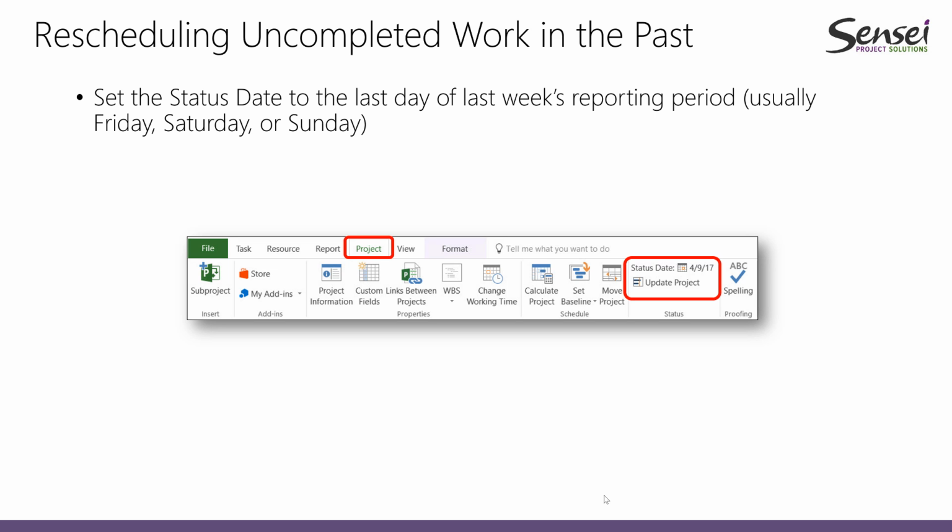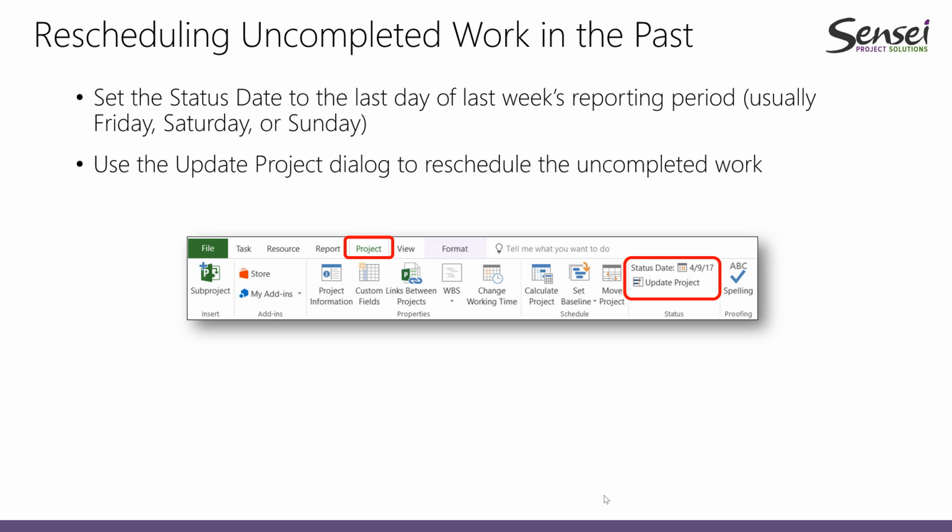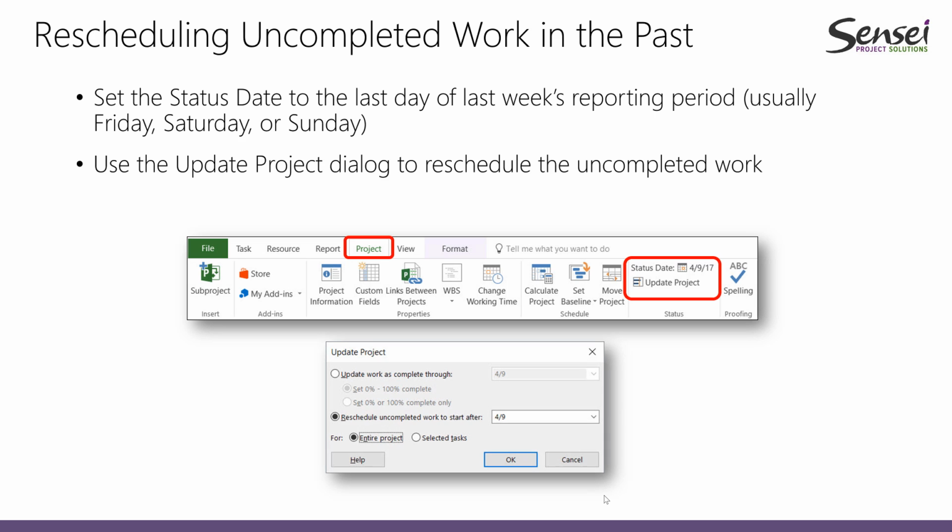So then after we define what the status date is, we can just go ahead and update the project dialog to reschedule incomplete work in the past. So first step, define the status date. Second step, reschedule incomplete work in the past to a date in the future. So let's see how we do that in Microsoft Project.